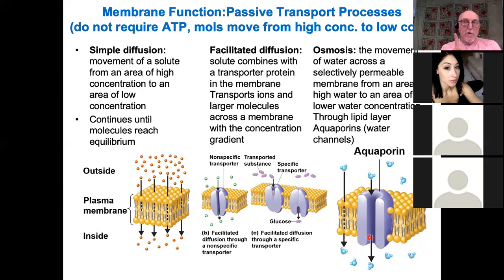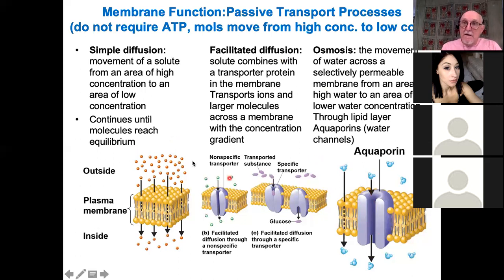Not in prokaryotes. I'll give you an example, but it's not of a prokaryote. Kidney cells are very good at controlling the concentration of urine, for example. And one of the ways in which they do it is by continually controlling the number of aquaporins that they have in the cell membrane. So the aquaporins are water channels. Think of it that way.